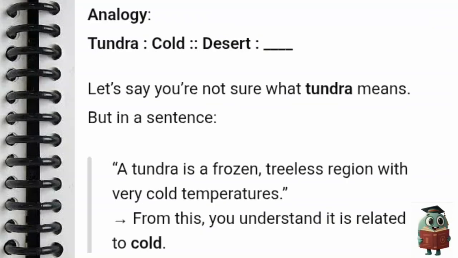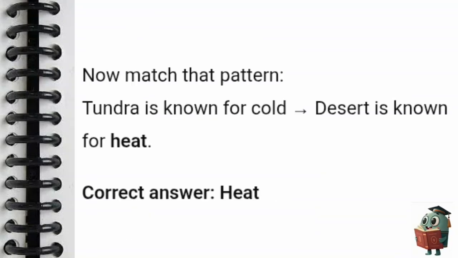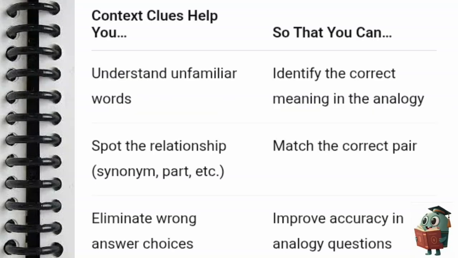Example 2, using context clues in choices. Analogy: Tundra is to cold as desert is to blank. Let's say you're not sure what tundra means. But in a sentence, a tundra is a frozen, treeless region with very cold temperatures. From this, you understand it is related to cold. Now match that pattern. Tundra is known for cold as desert is known for heat. Correct answer: heat.